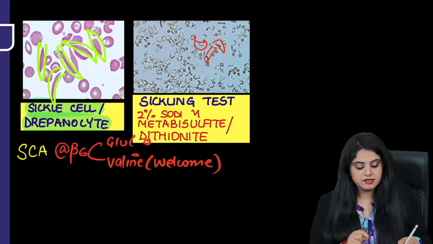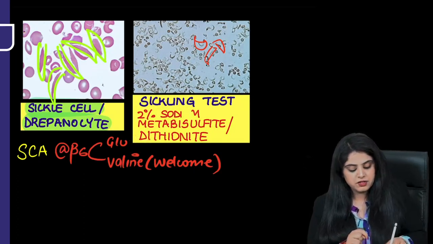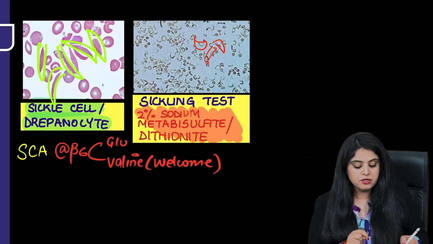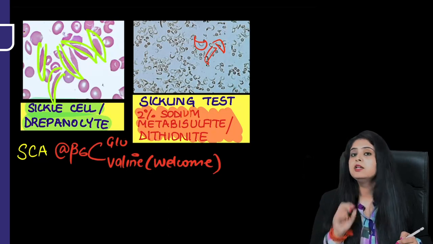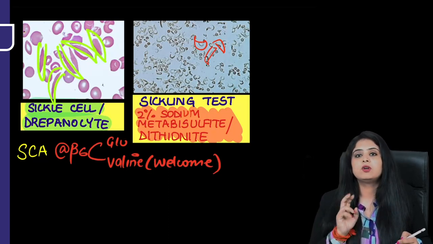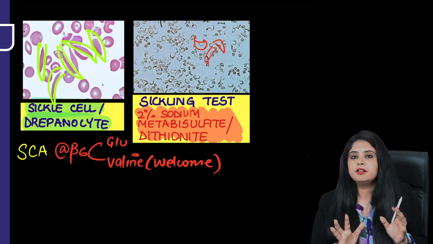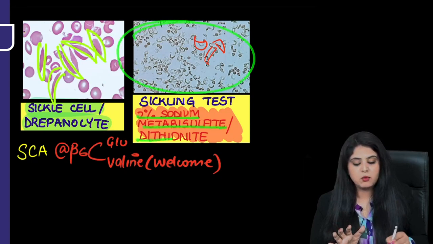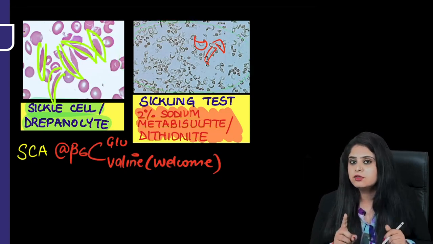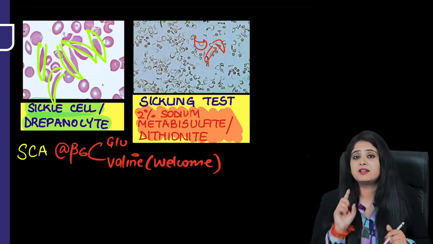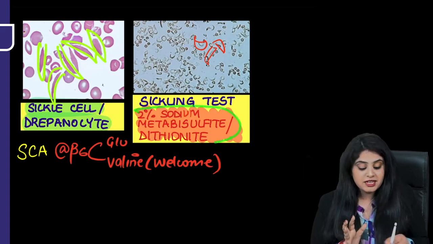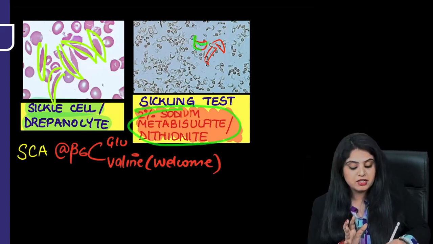What is the sickling test, guys? Please note that in the sickling test we use a famous chemical. That is the only question that you get. What is the chemical used in the sickling test? Mug it up with me: 2% sodium metabisulfite or dithionite. Please, we will repeat it three times because this is definitely going to be a question. I want to make all the cells sickled, so either you can use 2% sodium metabisulfite or dithionite. Metabisulfite, dithionite. That is how important it is, and I will definitely get a question on the chemical used for the sickling test.